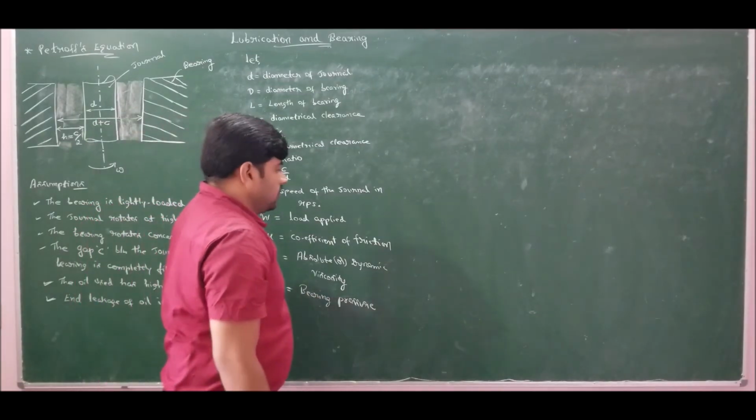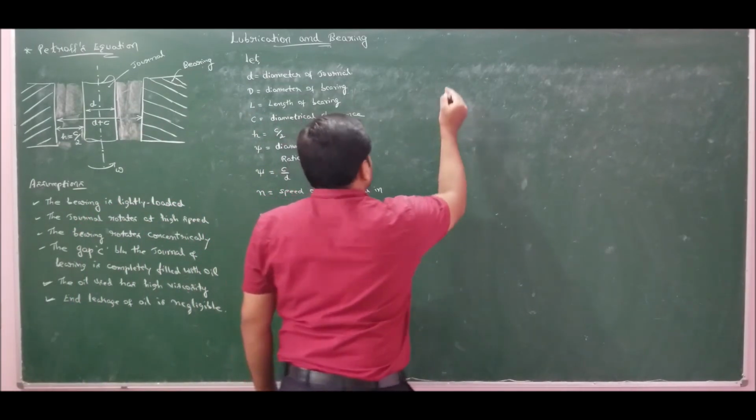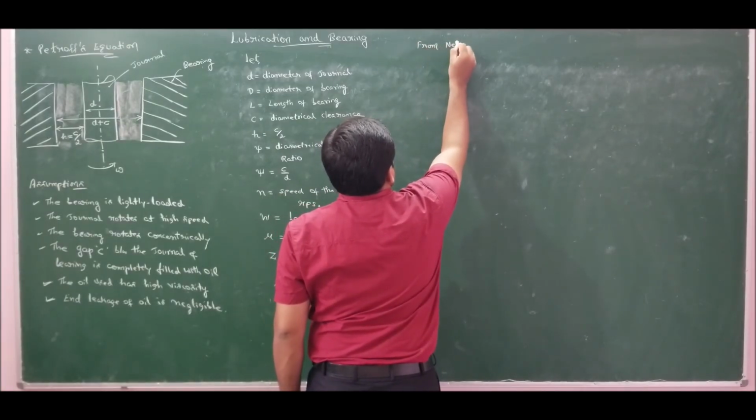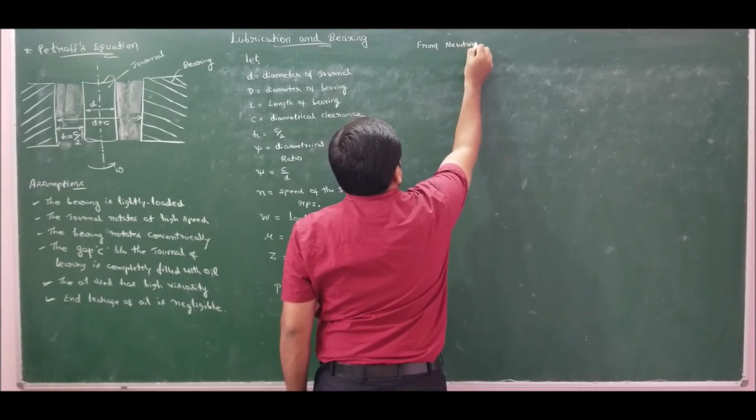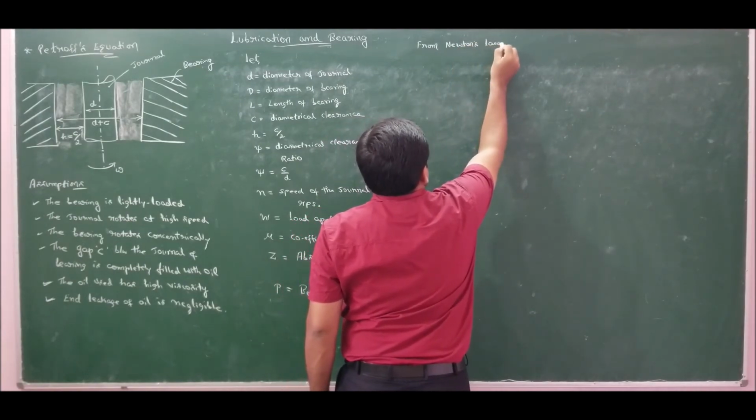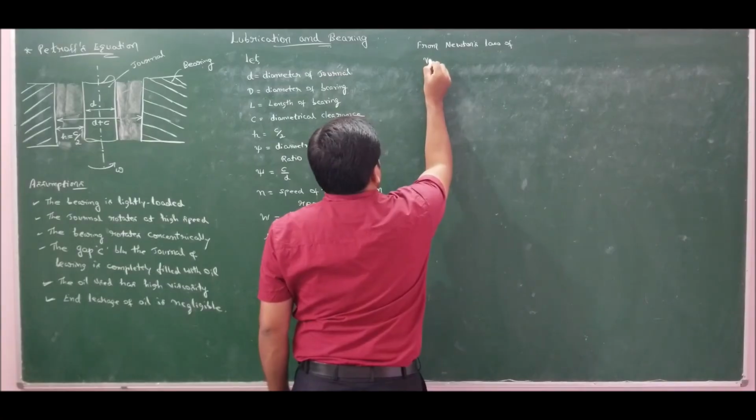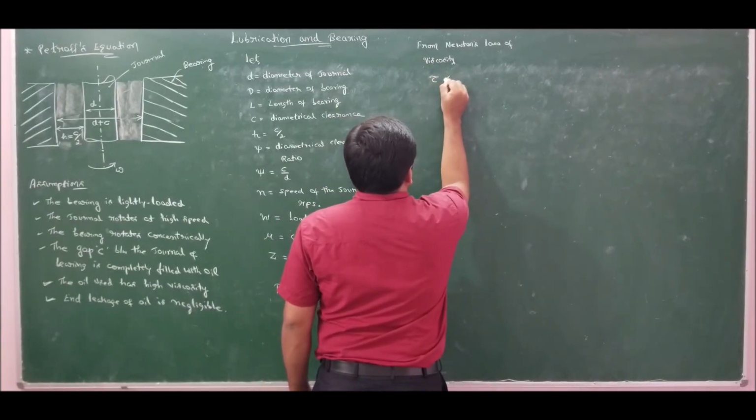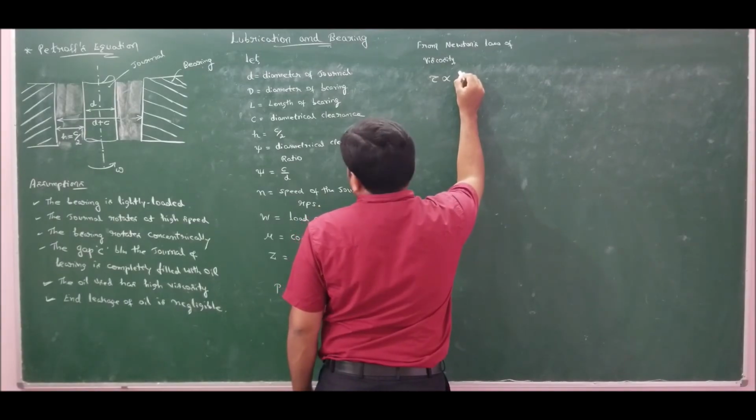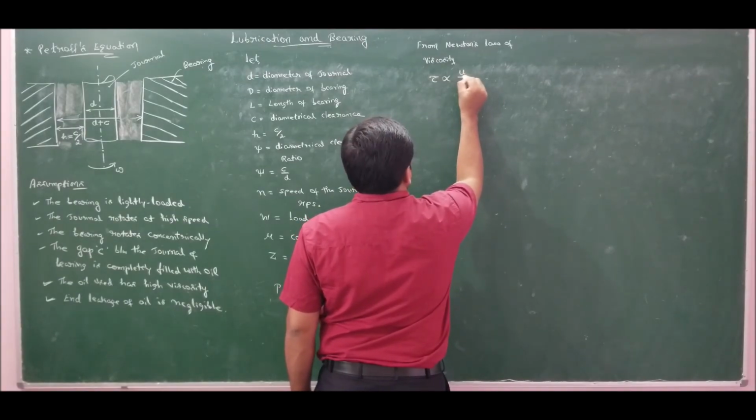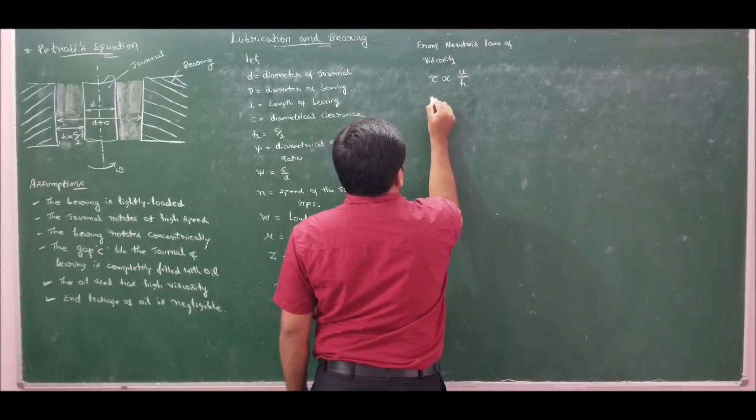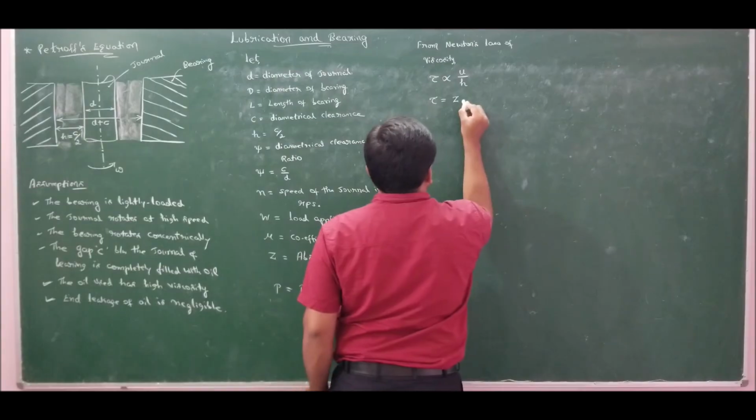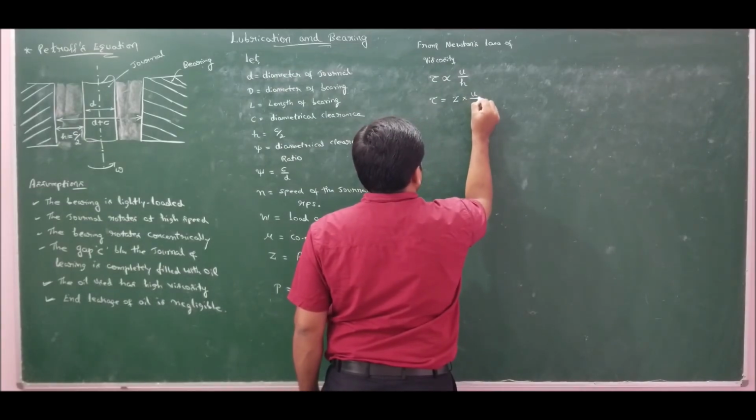Now, from Newton's law of viscosity, we know that shear stress tau is proportional to the rate of shear strain. Here the rate of shear strain is U by H. That is, shear stress is equal to absolute or dynamic viscosity times the rate of shear strain, that is U by H.